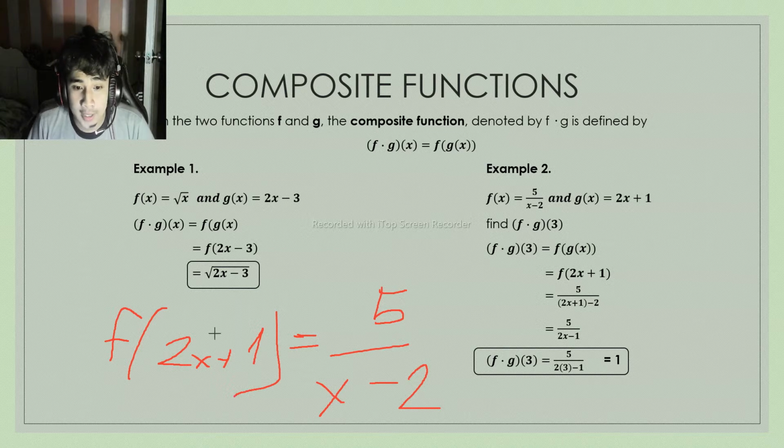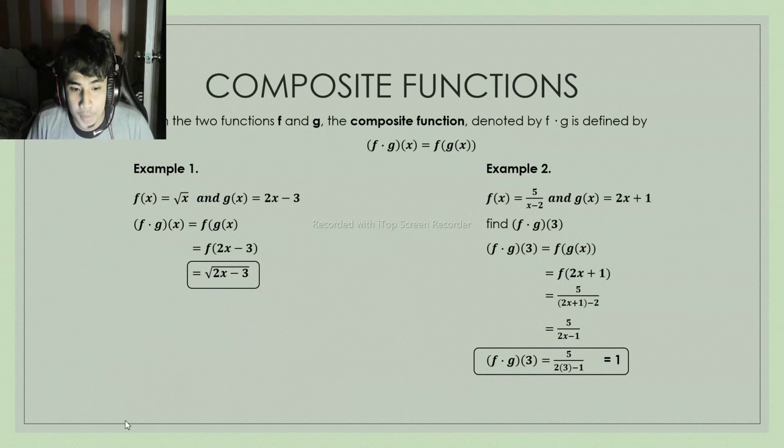What we did earlier, we substitute the value of 2x plus 1 for x in f. So our answer will be 5 over 2x plus 1 minus 2. And we can simplify it. Sorry, I forgot, that was my bad. What we are looking for is f of g of 3.